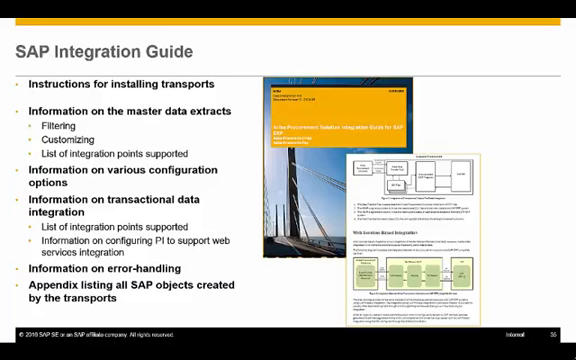Okay. This is a quick peek into the SAP integration guide, and some screenshots about it. You can get this documentation directly from Connect or from the P2P site itself. Basically, it talks about what are the different filtering and customization that you can achieve, what are the different transports that need to be installed, more information on the transactional data integration, on error handling, and it has all the different SAP objects that are going to be created because of installing these transports. Okay, if you're an SAP ERP user, definitely go ahead and explore this. It's going to come in very handy when you go ahead and integrate your P2P with SAP.